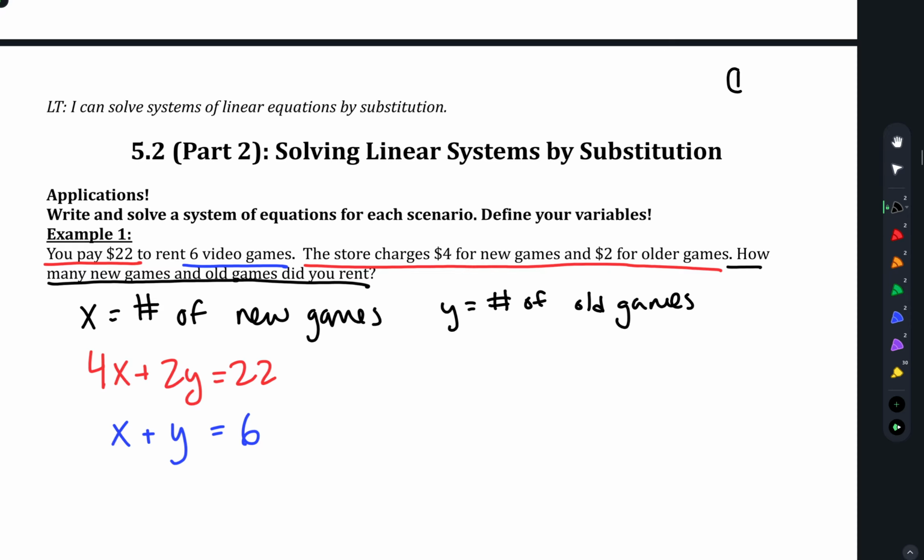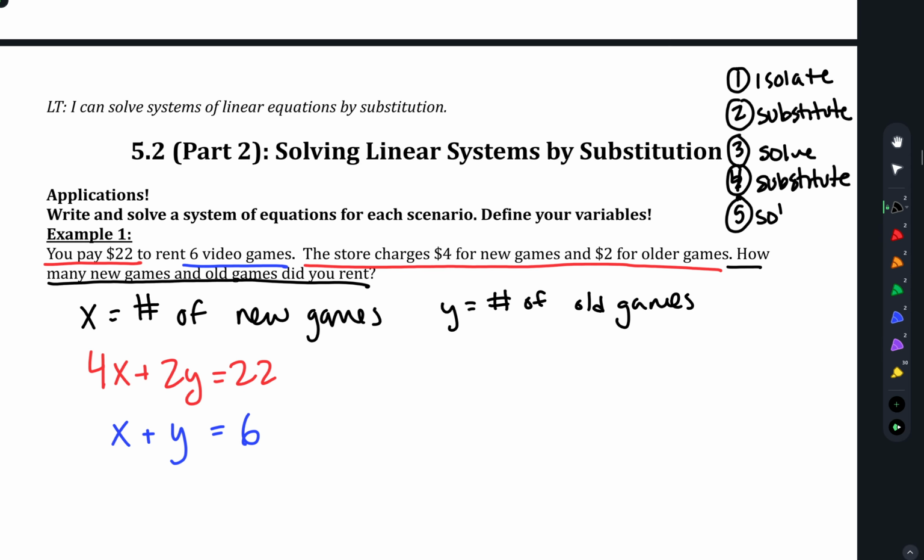I'm going to write them down real quickly. Number 1 is we isolate. We figure out one variable, get it by itself. Number 2, we substitute. I'm going to plug whatever I isolated into the other equation. Then I rinse and repeat. 3, I solve. 4, I substitute again. And 5, I solve one final time. Those are our 5 steps. So let's do that here.